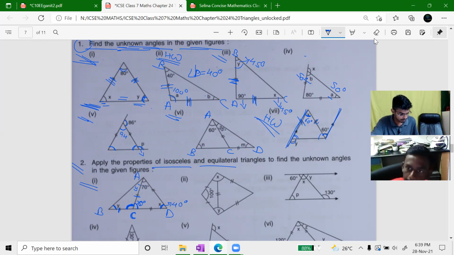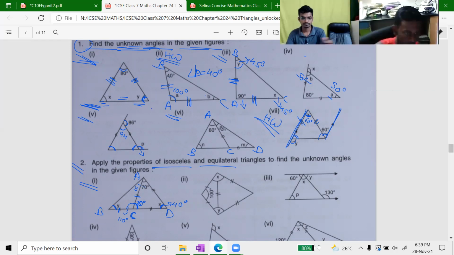Now, how to find it? See, this is one line. In one line, two angles are formed. So if this is 70, what will be the measurement of this angle? 180 minus 70. 110. If this is 110, then you can find it out now. Now try it and tell me the value of Y.